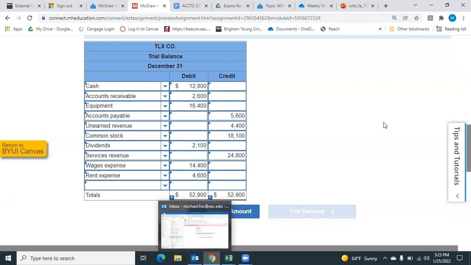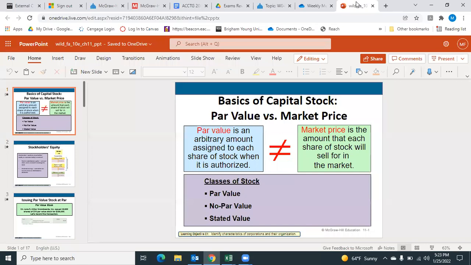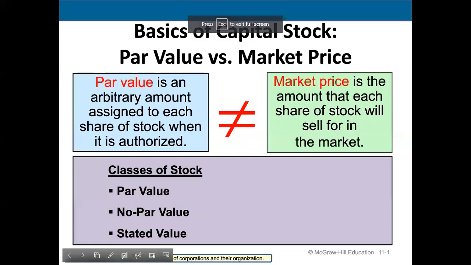Okay, all right. So let's take a look at chapter 11. Chapter 11 is about stock. We know that our equity is made up of two things. One is money that we contribute to the business, called our common stock, or sometimes capital stock. It's also made up of retained earnings, which is the money the business earns through doing business. And this chapter is all about capital stock.